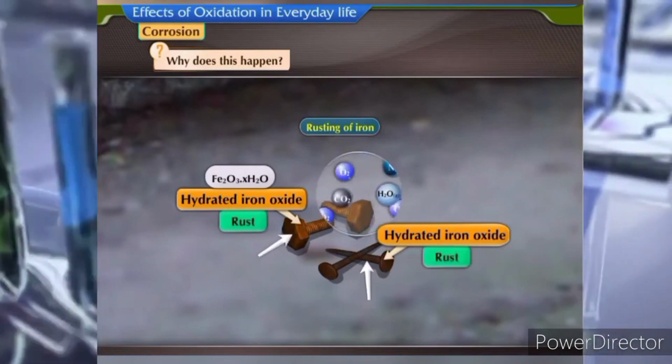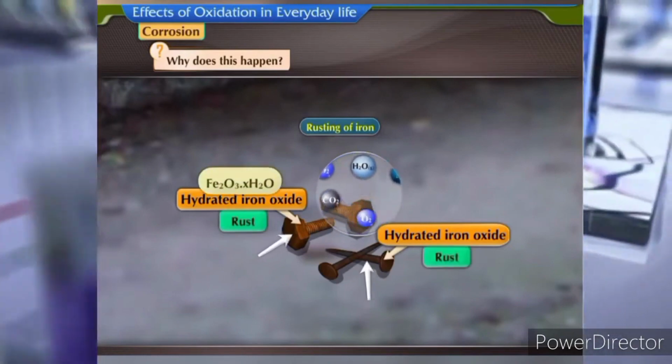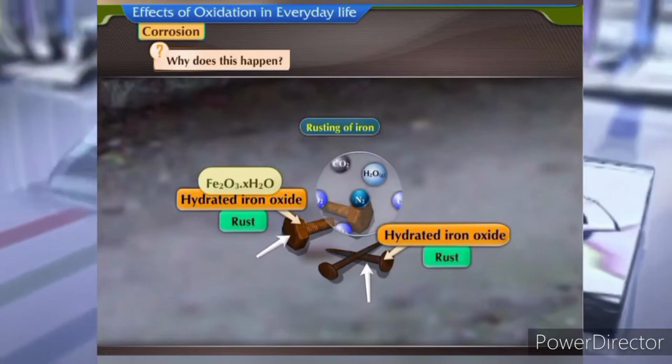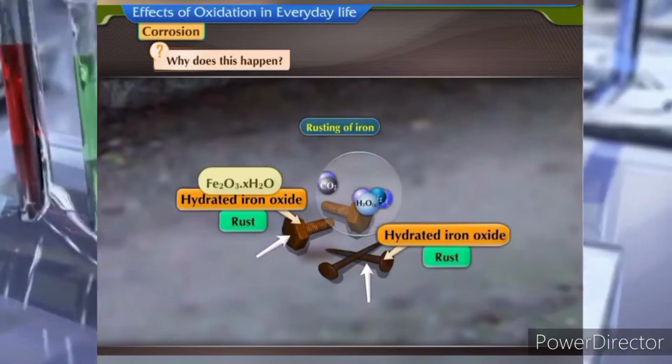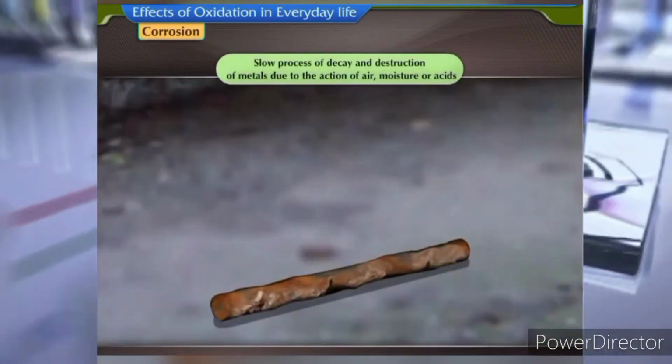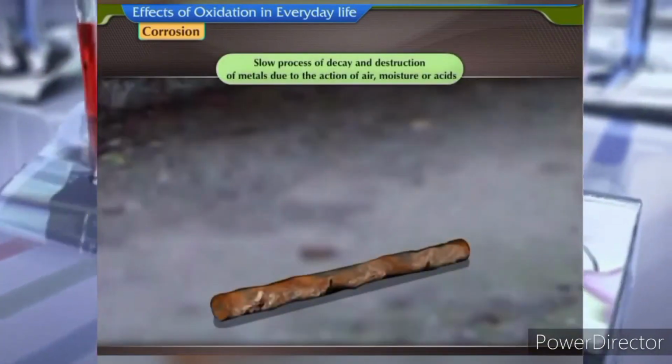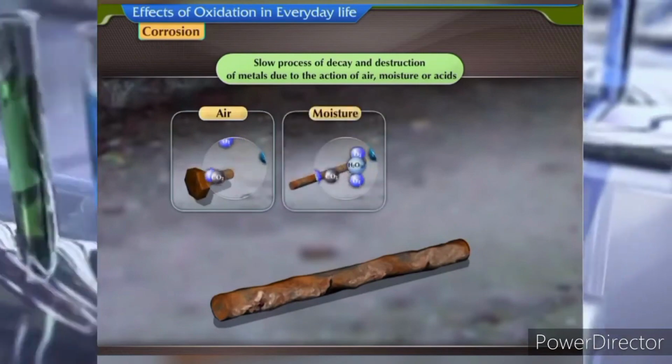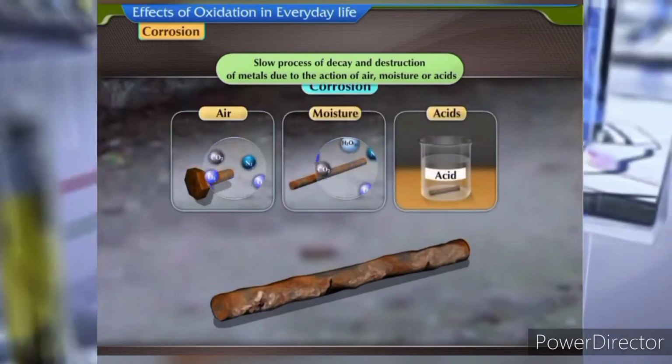The chemical formula of rust is Fe2O3.xH2O. This slow process of decay and destruction of metals due to the action of air, moisture or acids is called corrosion.